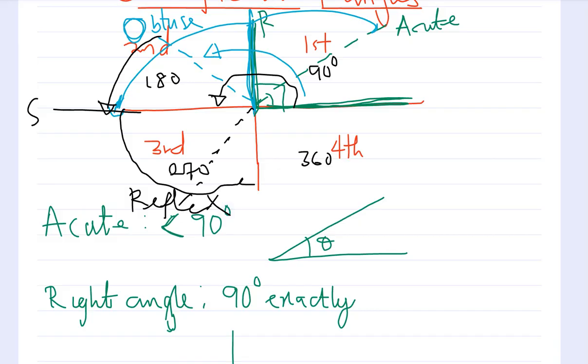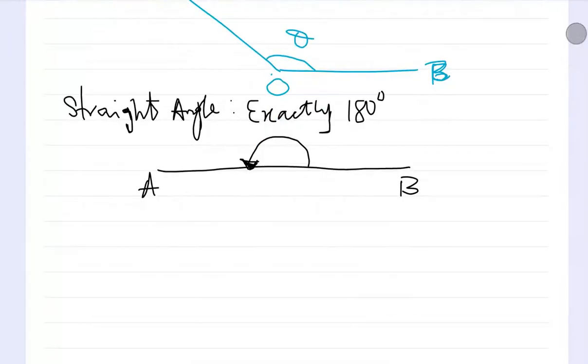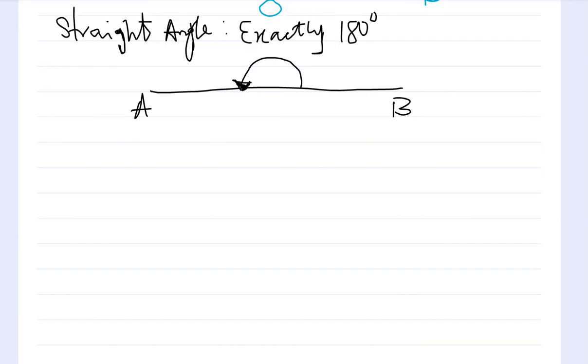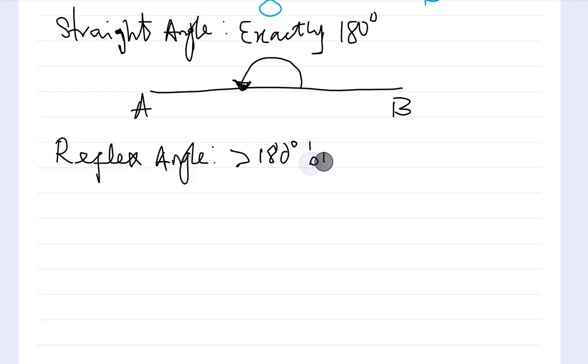We call it reflex angle. So what is a reflex angle? They are angles that are greater than 180, but less than 360. Are you seeing that now? They are greater than 180, but less than 360. Are you seeing that now?